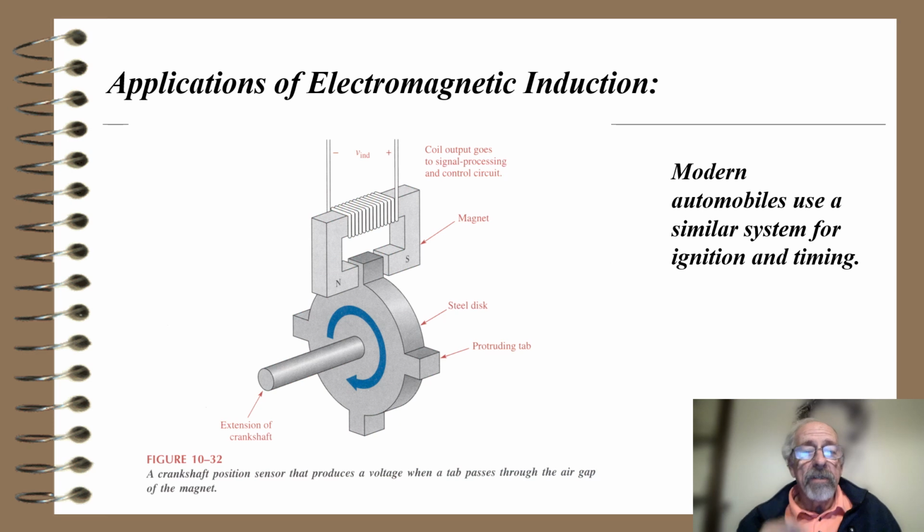So, more applications of electromagnetic induction. Modern automobiles use a similar system for ignition and timing. This shows a crankshaft position sensor that produces a voltage when a tab passes through the air gap of a magnet. So it turns out there's a magnet there, and if I change the air gap, it'll change the reluctance and hence induce a voltage. So the coil output goes to signal processing and a control circuit. And you see the steel disc and the protruding tabs.